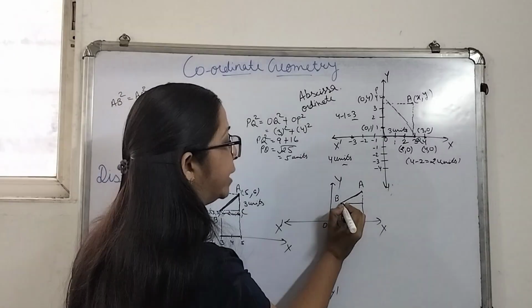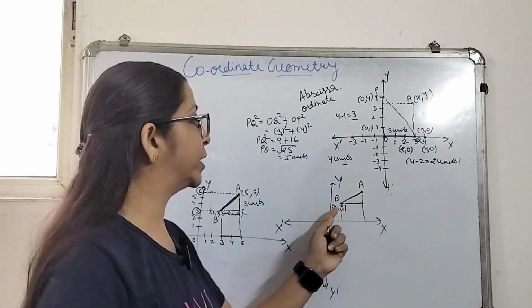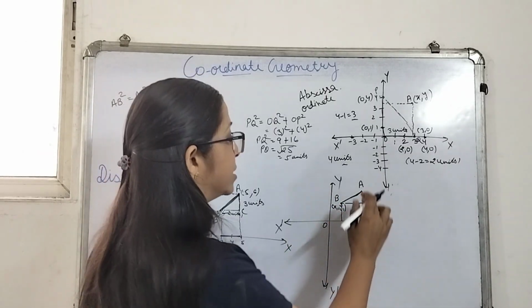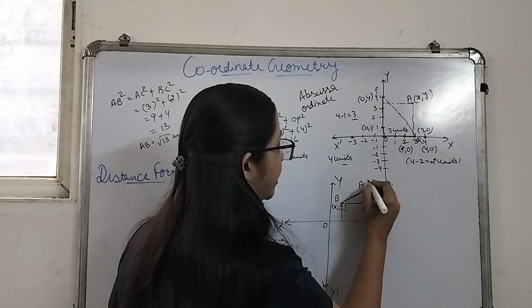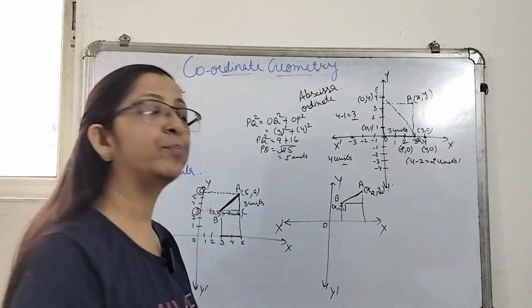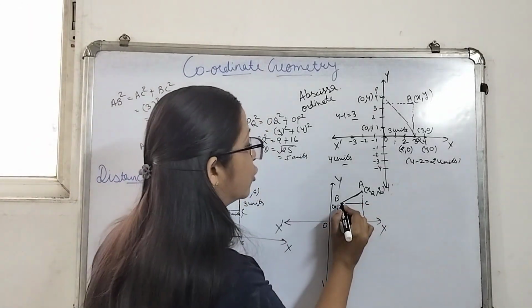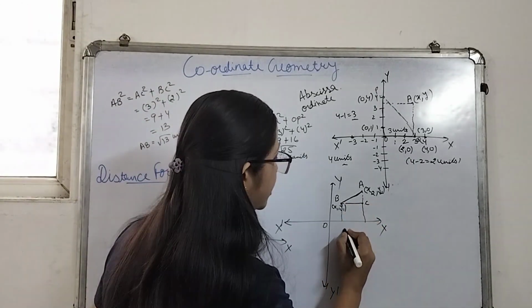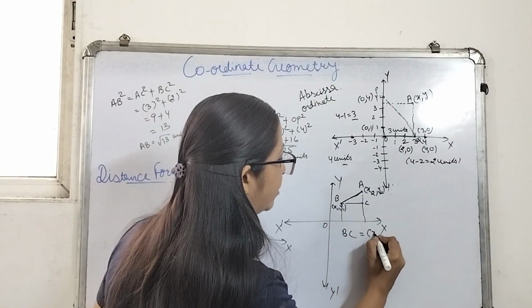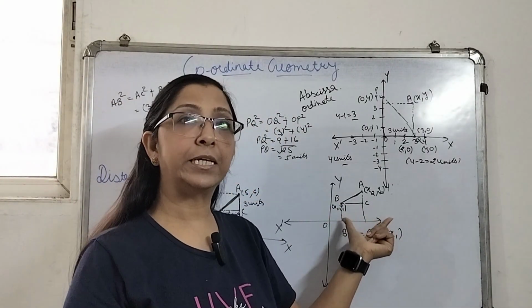Now suppose the coordinate of this point is x1, y1. The x coordinate is x1, in general, and the y coordinate is y1. Similarly, for this point, the x coordinate is x2 and the y coordinate is y2. So for the distance between these two, suppose this is your point C. The value of BC, as we just discussed, will be x2 minus x1 units.